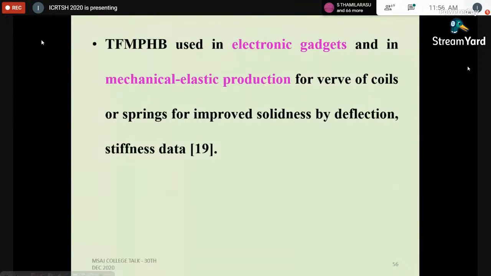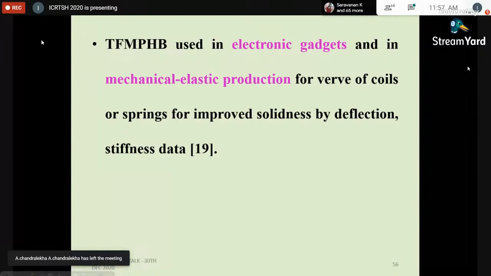So it's used, based on that influx value, for electronic gadgets and mechanical elastic production for coils, life of coils, or verve of coils like that. Verve means directly stretching, from which we are getting that. Life of coil means the stretching or the effect of impact of the stress, based on which the life of this particular spring or the machine can be identified. That's why we are identifying the material tribological nature for enhanced productivity.